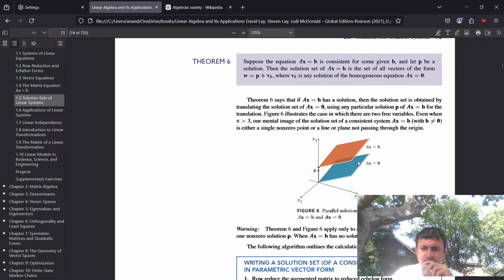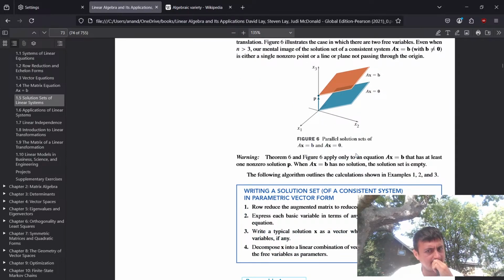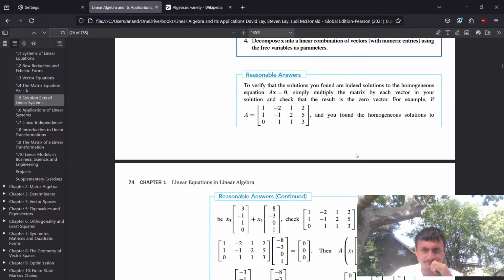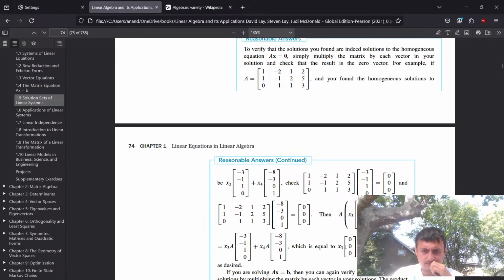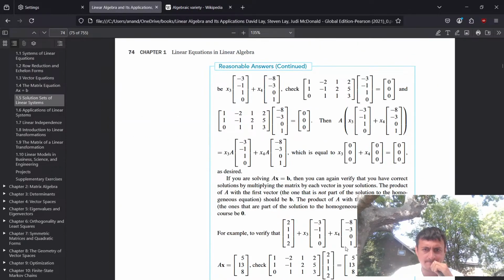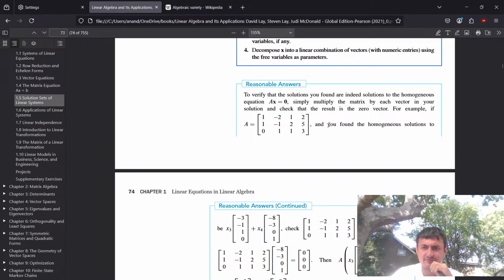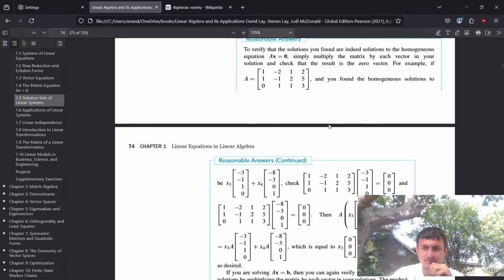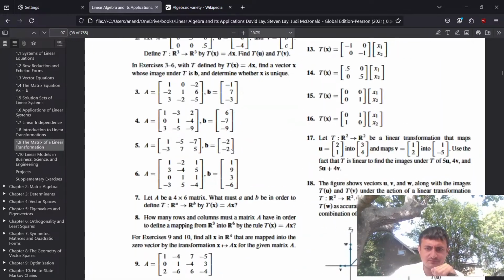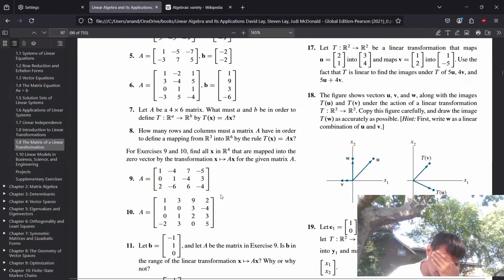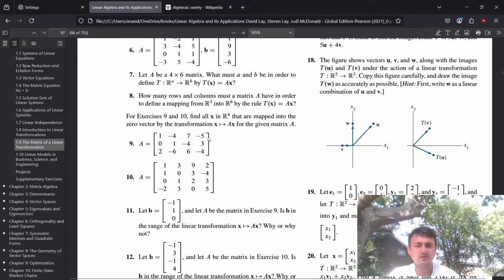It's good to review this stuff. Okay, so yeah, so this is what we get. To verify, oh, this is just verification, but you found homogeneous solutions to be this. Okay, so this is that parametric vector form. So that was what I was thinking. Okay. So yeah, you basically reduce it and write it in parametric vector form. We'll do one of these. That's fine. Let's just do it right now. Why not?